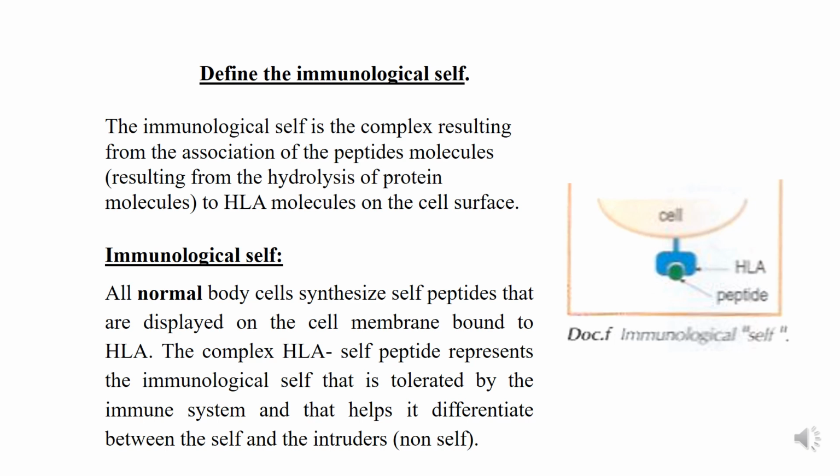To finish this document, let's see what the immunological self is. The immunological self is the complex resulting from the association of the peptide molecules that result from the hydrolysis of protein molecules to HLA molecules on the cell surface. All normal body cells synthesize self-peptides that are displayed on the cell membrane bound to HLA. The complex HLA self-peptide represents the immunological self that is tolerated by the immune system, and it helps it to differentiate between the self and the intruders.